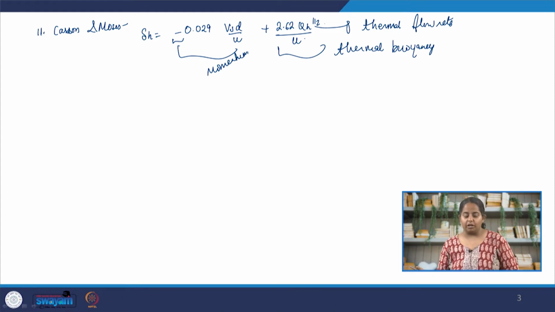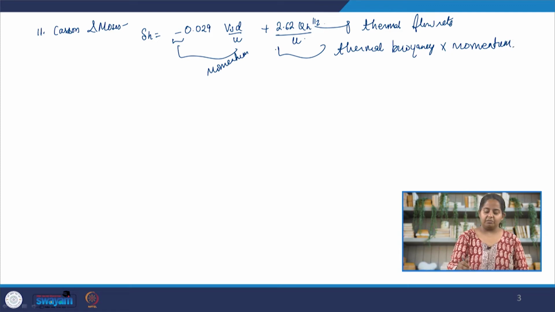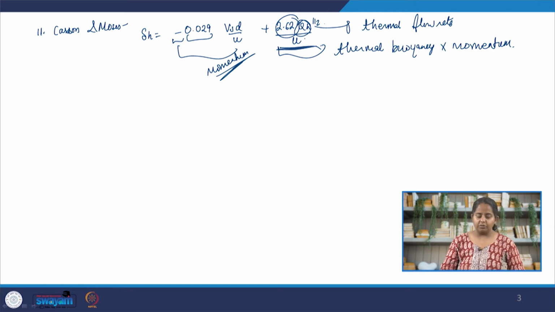Now, one thing that we need to look at, thermal buoyancy, because we are using QH, it is not just about temperature, it is also including momentum. It is both physical momentum and thermal buoyancy. In Carson and Moses, they have one factor, QH, that includes both thermal buoyancy and the flow rate. And then we have an additional term which is VS by U, and it has a very small coefficient attached to it compared to this, and it is negative. So, there is some damping effect happening. In this case we know that this is a momentum term, but the more important momentum term is this one, 2.62 QH to the power 1 by 2 divided by U, which is the horizontal velocity of the wind.